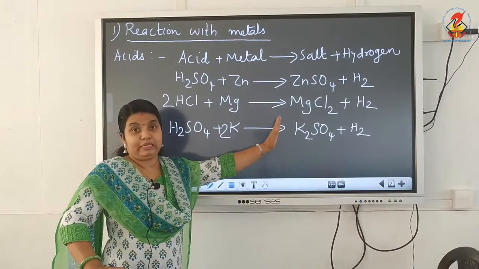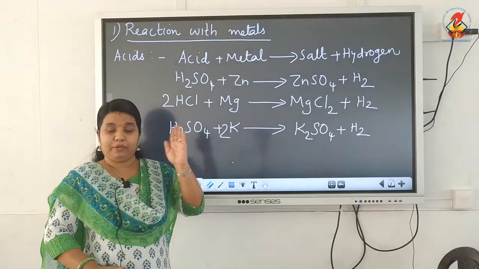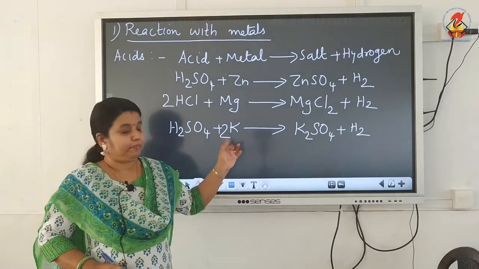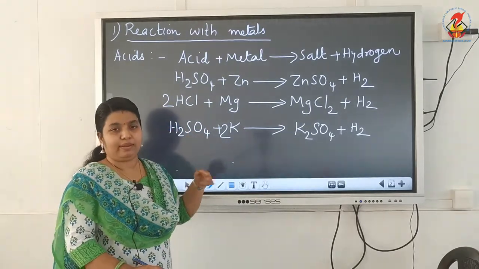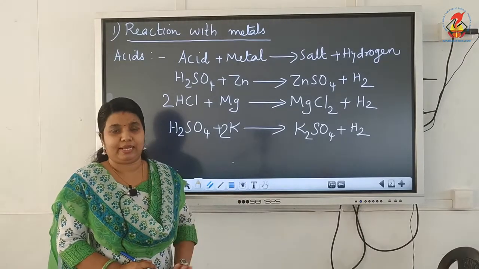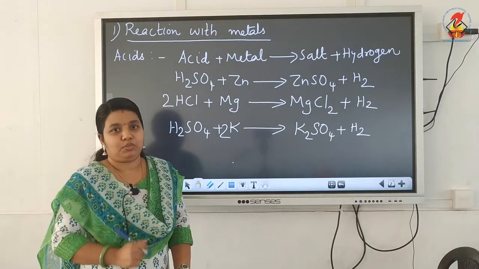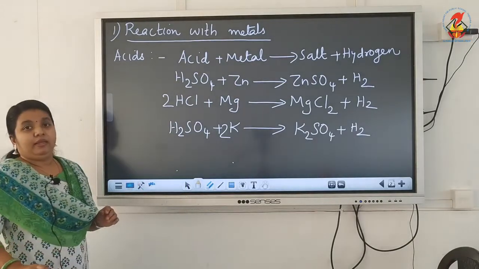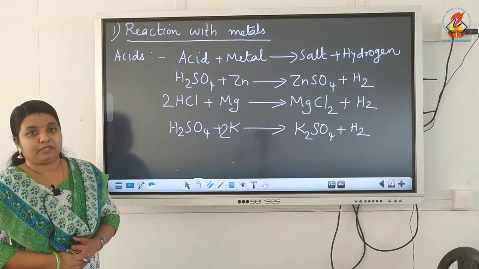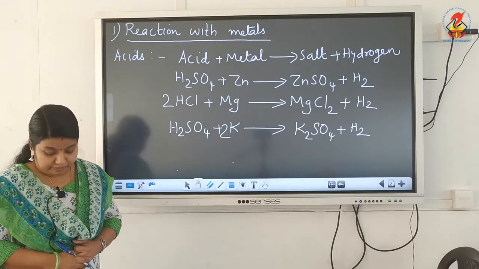And how to write the name of the salt? Metallic part first, then the second part is from the acid. Depending on the acid, you have to write whether it is chloride, sulfate, nitrate, etc. So it depends on the acid that is taken. You can write the products for any reaction. One is definitely hydrogen, the other product is salt, that you have to write in the way in which I told you. Okay, so these reactions between acids and metals are examples of displacement reaction because hydrogen is being displaced by the active metal.